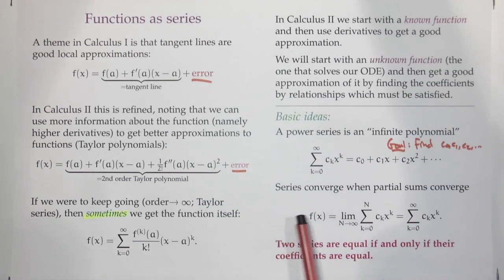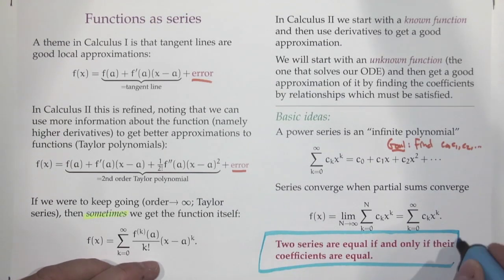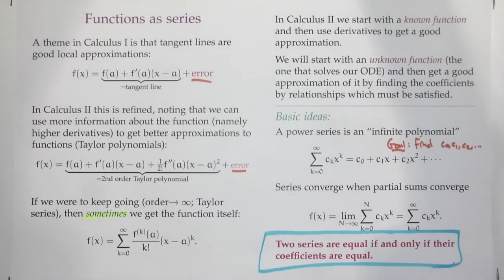Now, there's various questions about convergence, and what does that mean? The idea is that series converge when the partial sums converge. We won't get too much into that. We will talk a little bit about radius of convergence as we go on. But the important idea, and we're going to use this, is that two series, so think again, if you like, two polynomials, are equal if and only if their coefficients are equal.